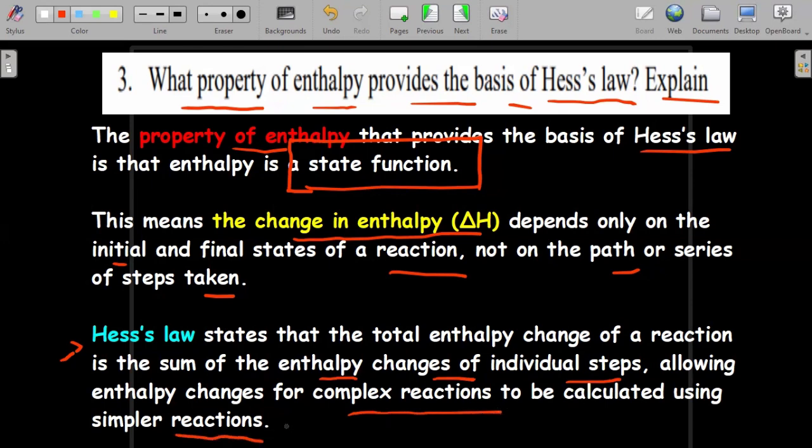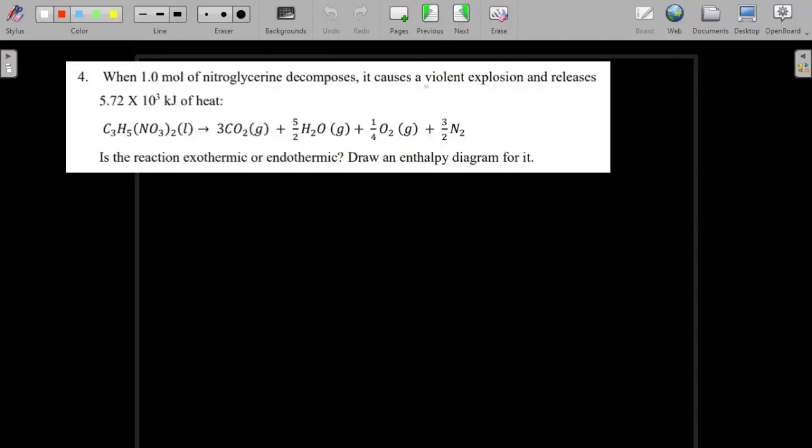The simpler reactions. In most of the questions, you'll be given simpler reactions, and then from the simpler reactions, you'll be asked to calculate the enthalpy change of a more complex reaction. So we are going to be calculating such enthalpies by using what we call Hess's law. We are going to look at questions as we go on and solve this tutorial sheet. All right, so now we go to question 4. This one involves more of the solving than the explaining. All right, so let's solve it.